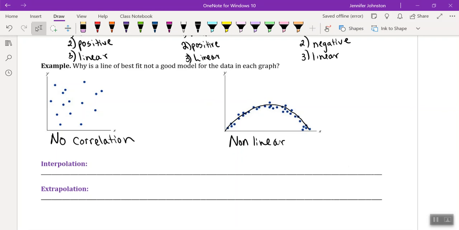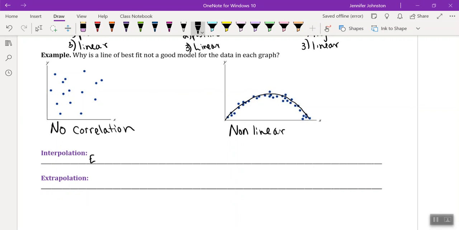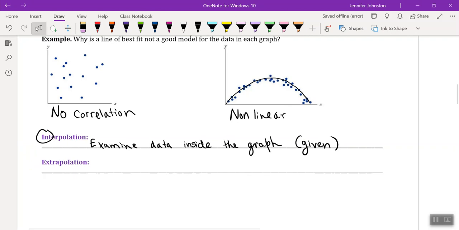Okay, so interpolation. What we want to do here is examine data. So interpolation, I want you to think of examining data inside the graph. This is usually what we have been given. So information that we have been given, we can talk about what the graph tells us, and that's called interpolation.